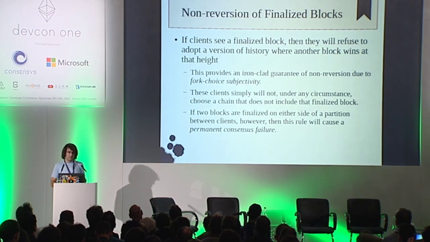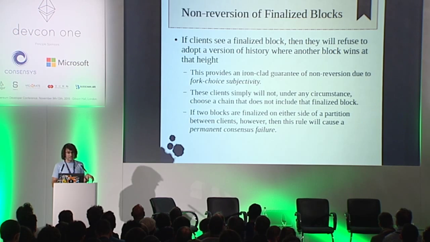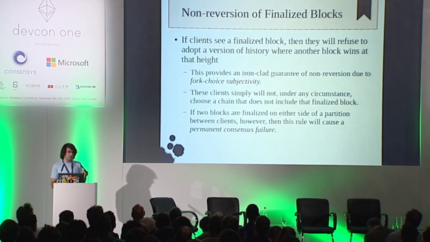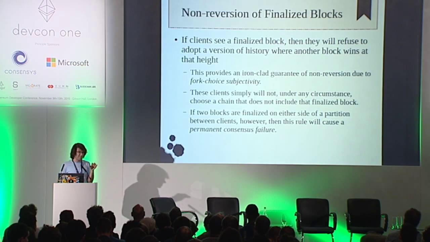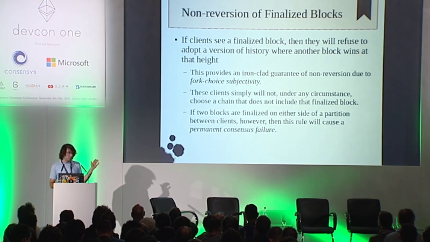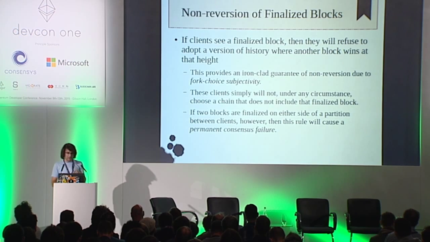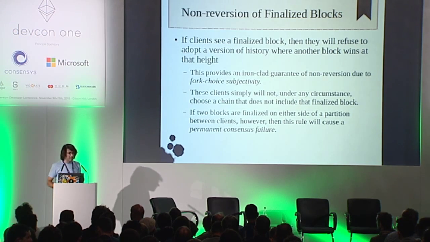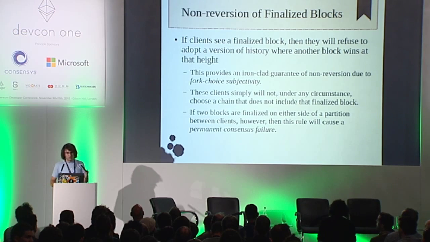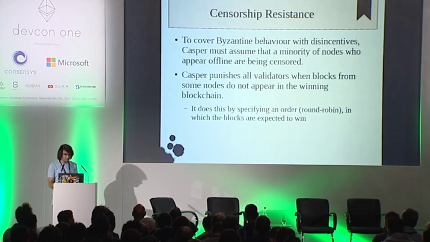And the other reason is that clients with their fork choice rule will refuse to adopt a fork that doesn't include a finalized block. And so this version of finality, via clients' strict unwillingness to revert blocks, can lead to consensus failure in the case where there's two finalized blocks shown to two different clients before they see each other's finalized blocks. But it provides an ironclad guarantee of finality, in the sense that we know that this block will not be reverted because the client just refuses to do it based on their fork choice rule.